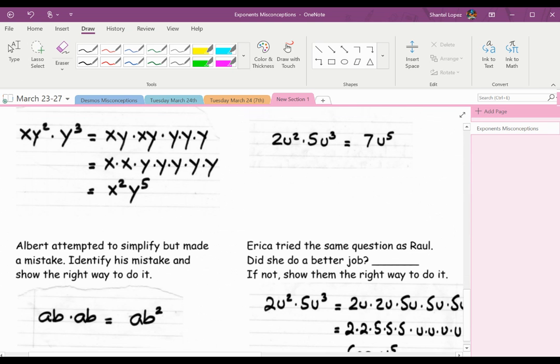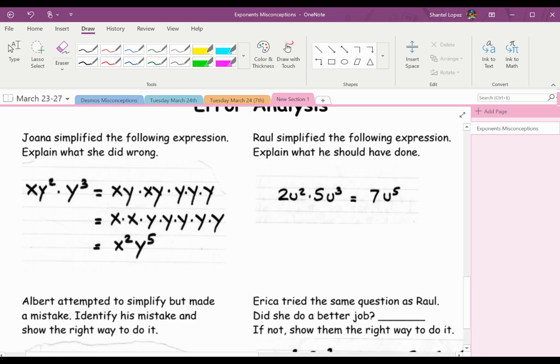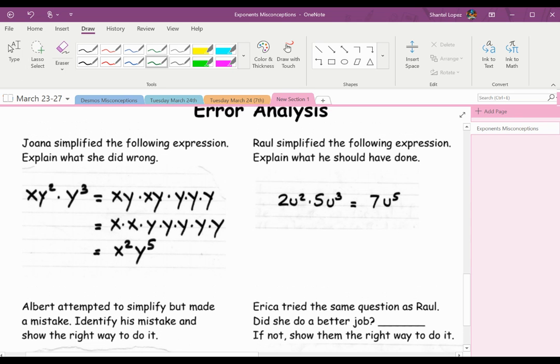Okay, now let's look at some of these problems. Jonah committed one of the mistakes that we just discussed. This exponent of 2, or power of 2, only applies to the y, not to the x. So here, instead of having this, we should have had x times y times y. So our final answer would have been x times y to the power of 5.